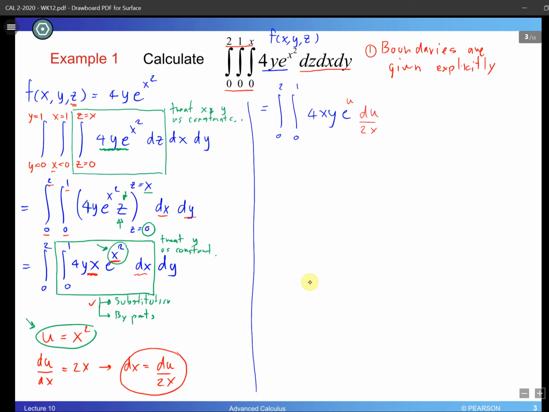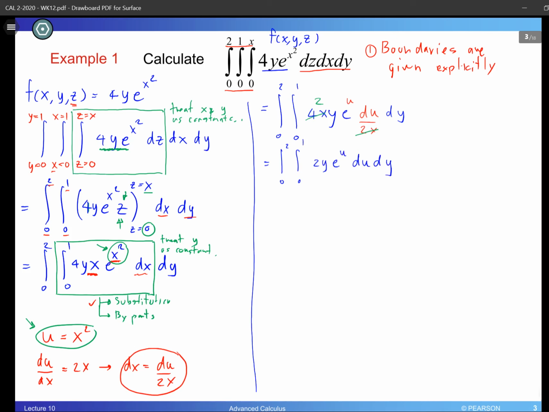And I still have this dy remaining right here. And as you can see, we can perform some cancellation right here. 2x and this 4x, this becomes 2y e to the power of u. So what do we have right here? Let's clean this up. 0 to 2, same thing. 0 to 1, and we have this 2y e to the power of u. Integrate this with respect to u and then with respect to y.